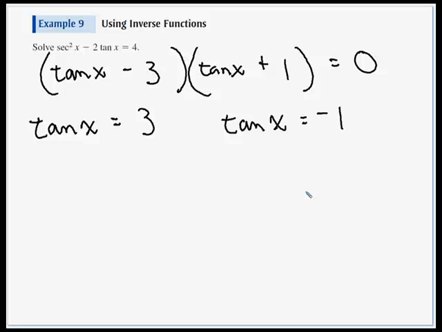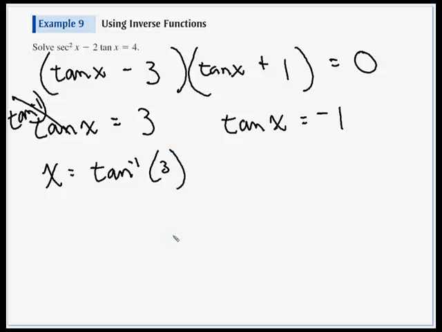So we're solving here for x. We'll do the tan inverse. So here we will do the tan inverse, and those will cancel. So we're going to get x equals the tan inverse of 3. And the same here. Tan inverse will cancel, and we're left with x equals the tan inverse of negative 1.